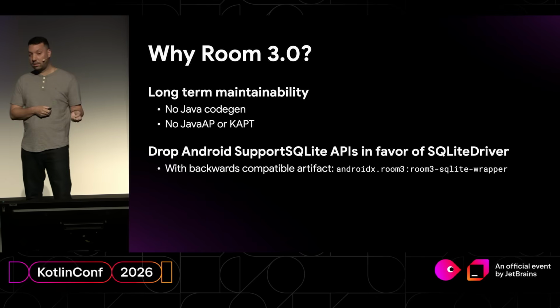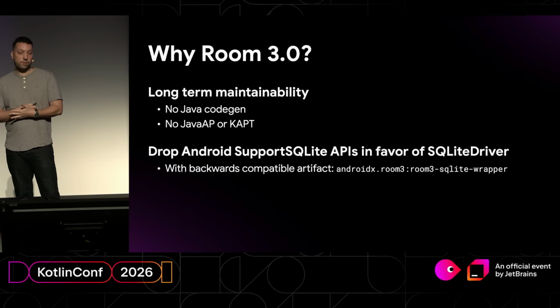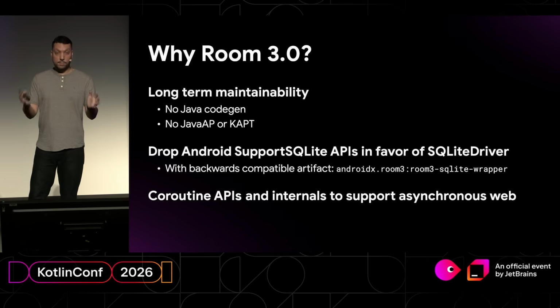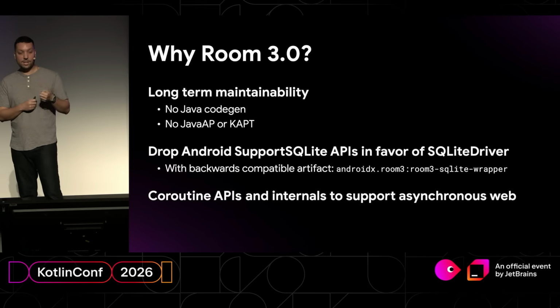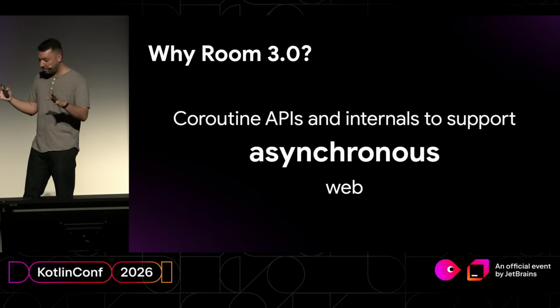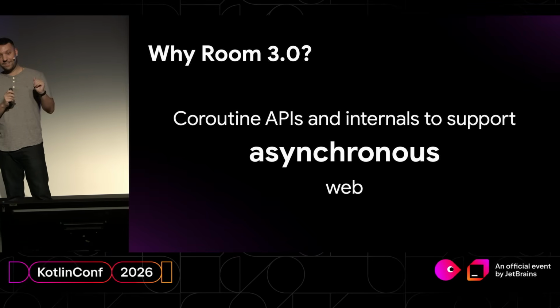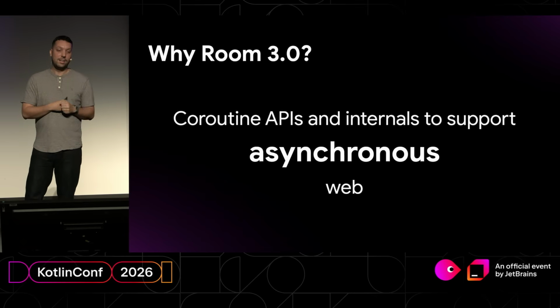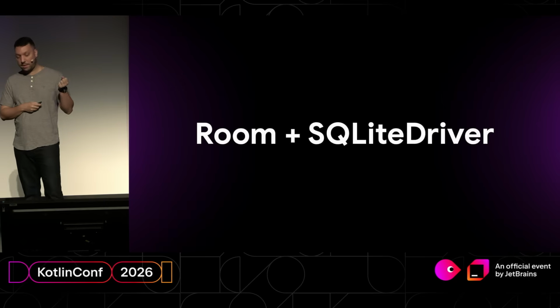But we know it can be really hard to migrate to the new driver API, so we do have a backwards compatible layer and artifact. And then the other big thing is Room internally. Again, it was made in Android, actually before Kotlin. It was like a Java library. Its internals were all synchronous. And to make it support the web, we had to convert them to be asynchronous and use the coroutines API. And I want to emphasize this because it is actually what made this project take a lot of time and made it quite hard.